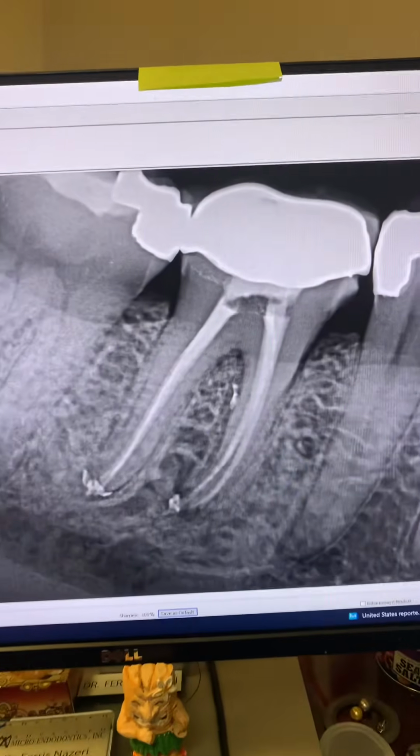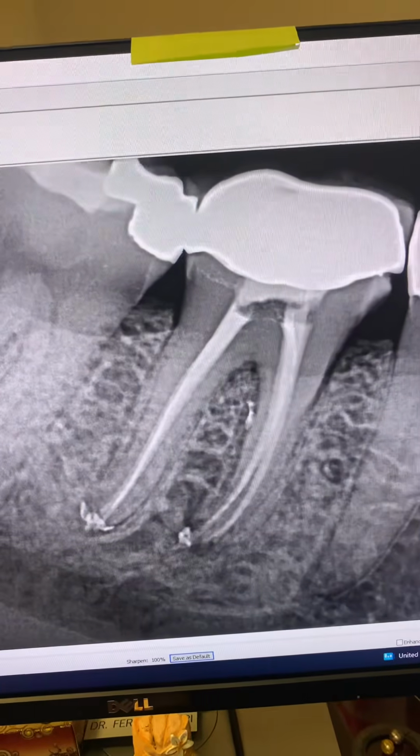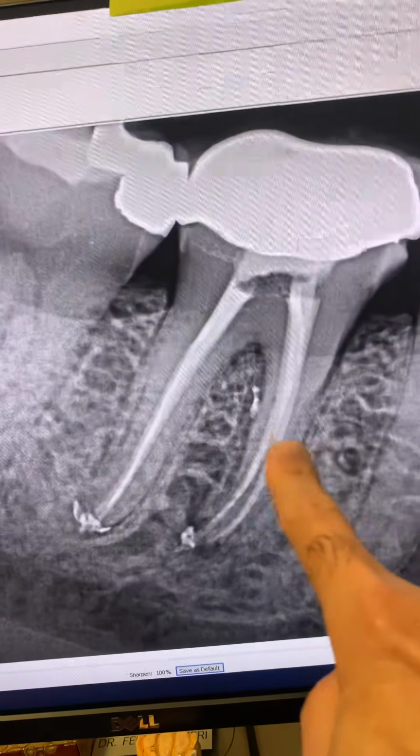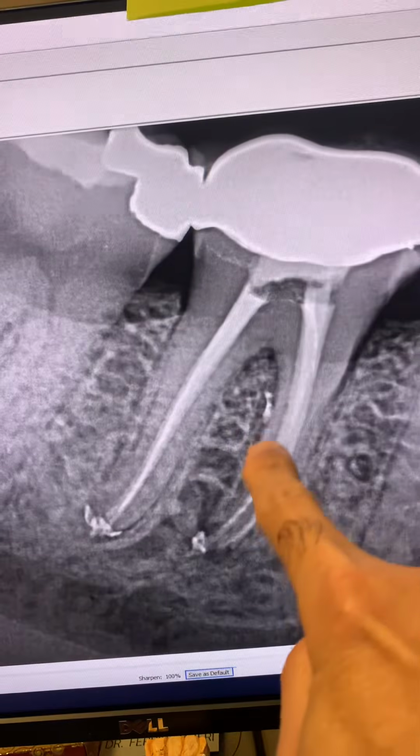This is one PA I want to show you. So take a look here. Look at that beautiful lateral. There's a lesion right there. You see that?